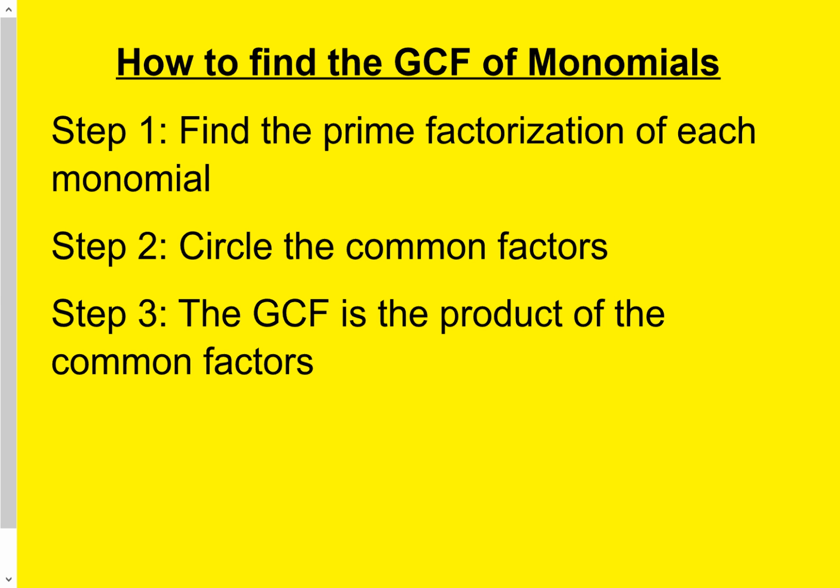Step 1. How to find the GCF of monomials: find the prime factorization of each monomial. Step 2. Circle the common factors. Step 3. The GCF is the product of the common factors.